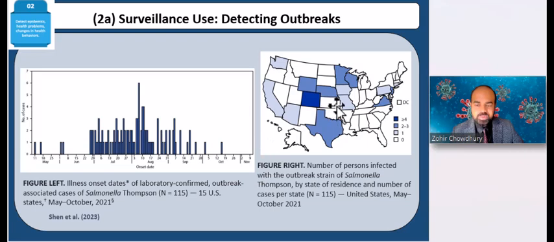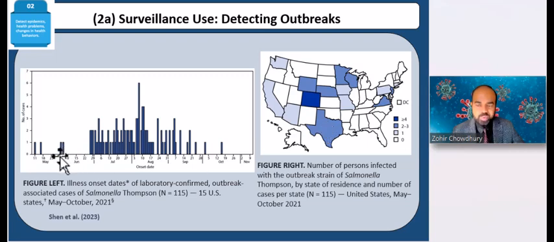And in the figure to the right, we can see the number of persons infected with the outbreak strain of Salmonella Thompson by state of residence and number of cases per state. Salmonella Thompson is a relatively uncommon serotype, not typically associated with seafood. Previous outbreaks have been associated with beef, chicken, and vine stock and leafy vegetables.